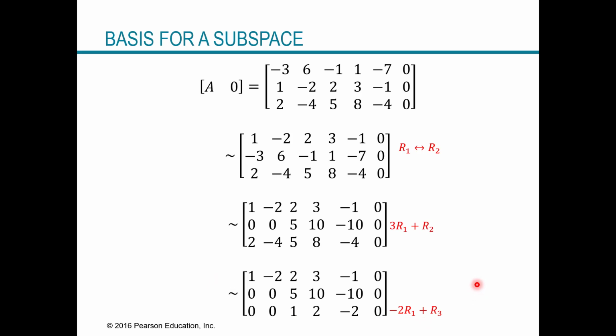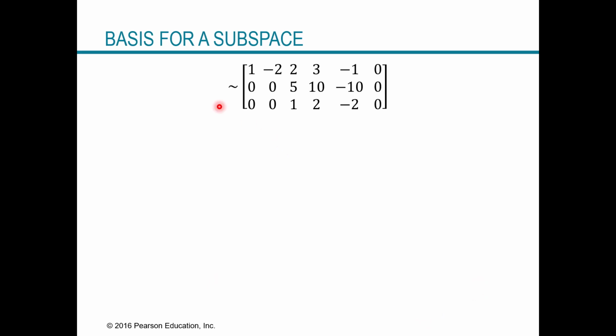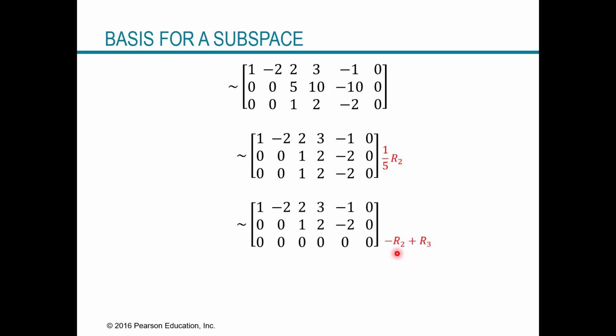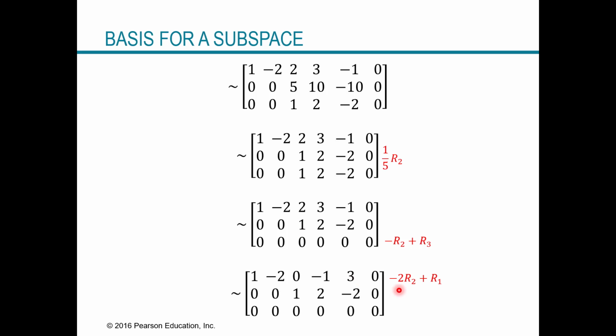Okay, let's keep going. So here's where we're at. And next we are going to, notice, do 1/5 times row 2. One more step. Notice that rows 2 and 3 are the same. So if we just do negative 1 row 2 plus row 3, we get all zeros in row 3. And so there's our results. And actually one more step after that, let's go ahead and turn this 2 into a 0, since this is a pivot position right here. So that's just from negative 2 row 2 plus row 1.